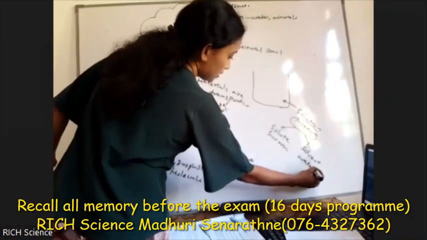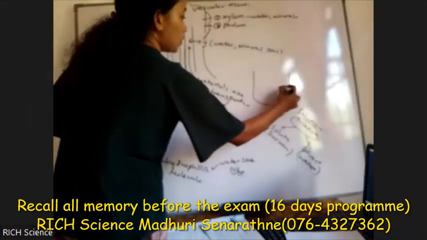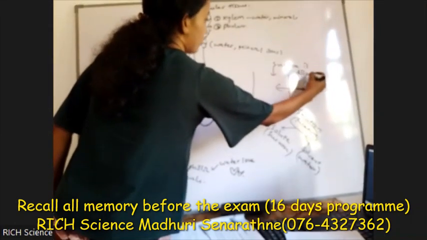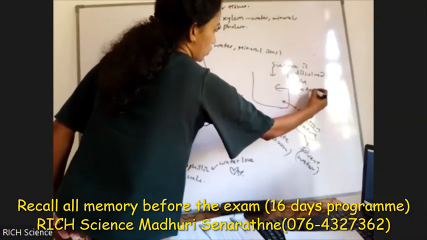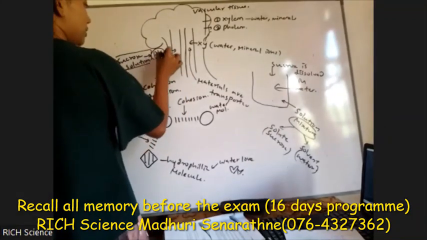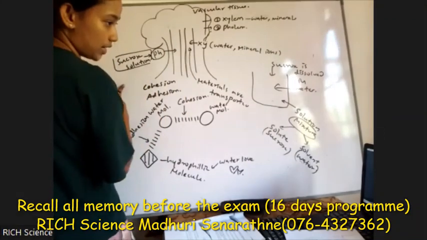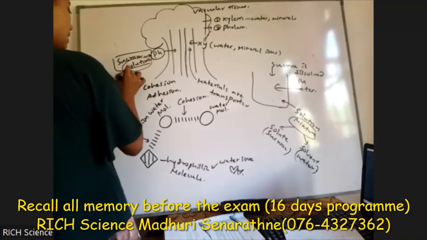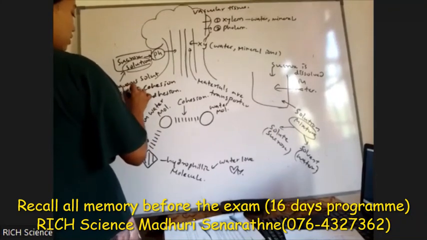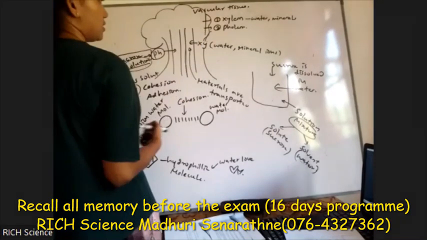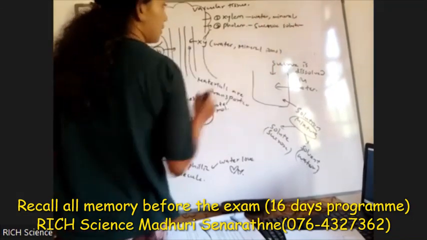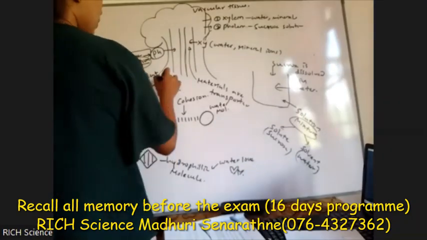That means sucrose is dissolved in water. So here, in the phloem tissue, sucrose is transported as a sucrose solution. That means it's an aqueous solution. So water is there. Here directly water is there. Mainly sucrose solution.